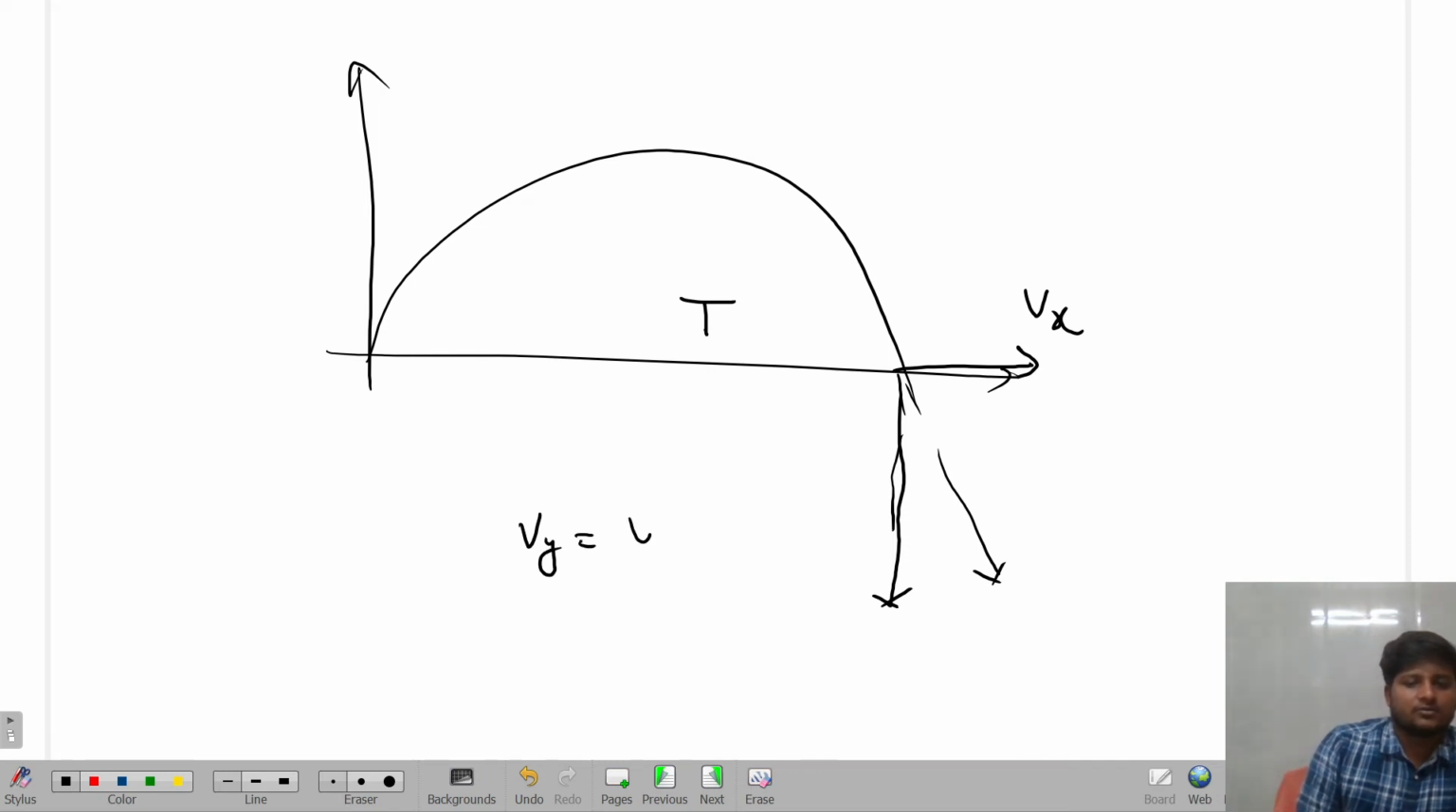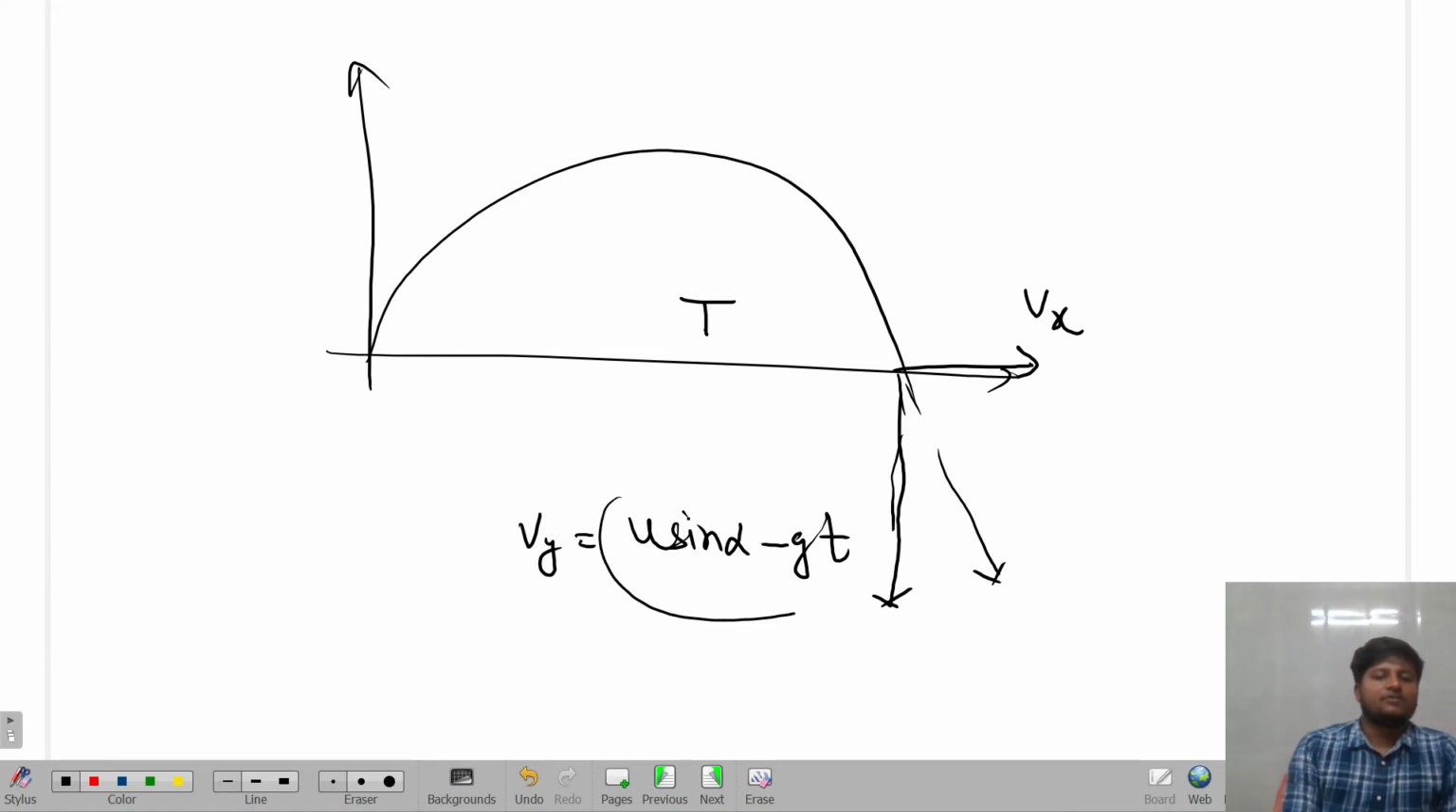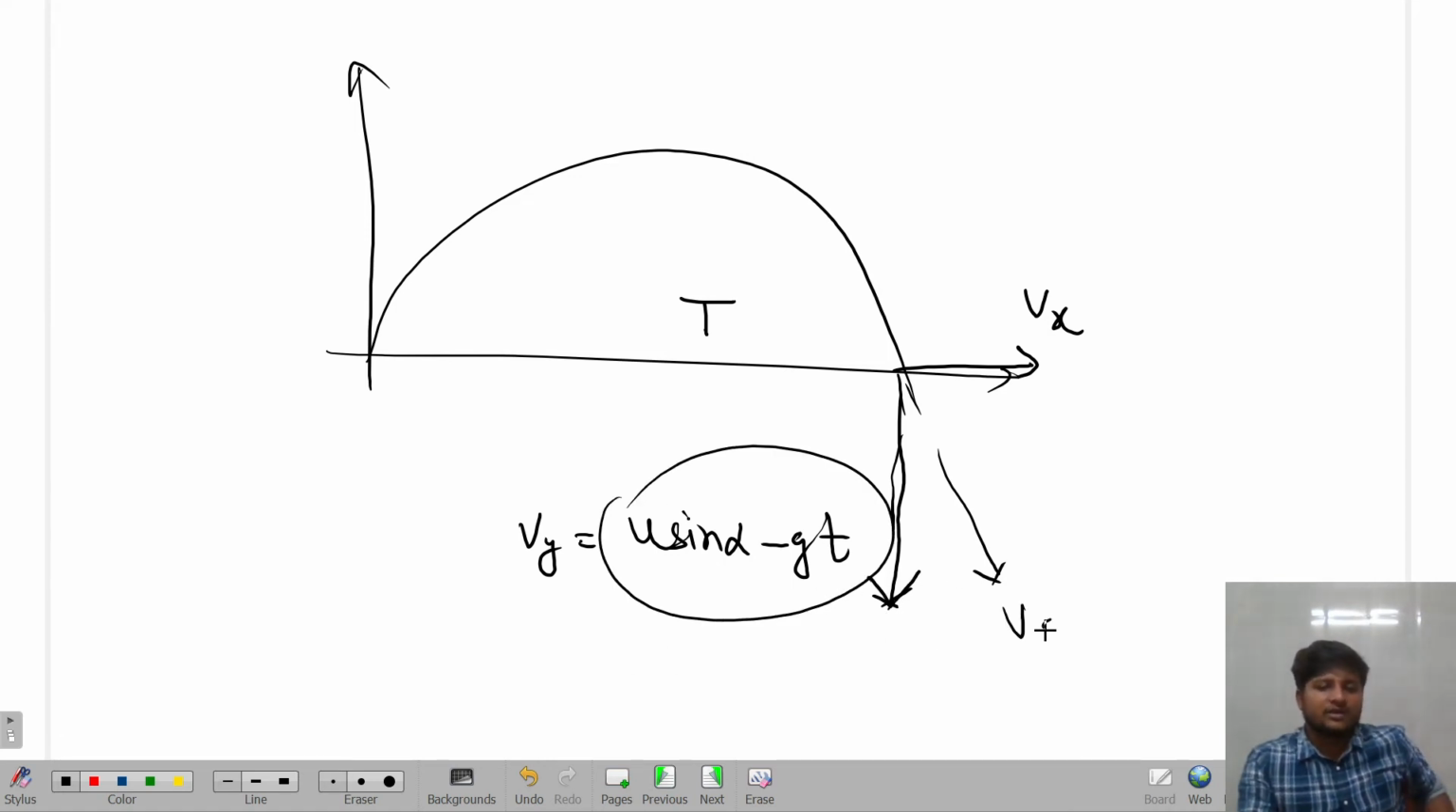Vy is equal to u sine alpha minus gt. If you apply this formula, what will you get? You will get the vertical velocity component. Calculate the resultant velocity, that is equal to root over u cos square alpha and so on. Are you able to get me or not? Yes or no? Guys, easy or not?